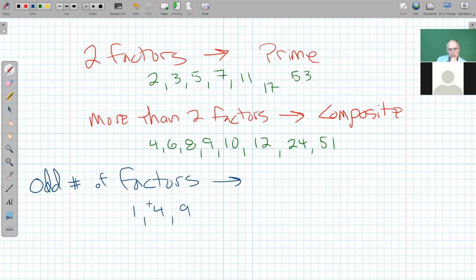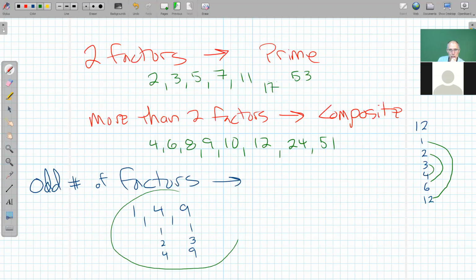So let's look back at some of those, right? 1, the only factor it has is 1. 4 had factors 1, 2, and 4. 9 had factors 1, 3, and 9. And other numbers, like when we looked at the factors of 12, 1, 2, 3, 4, 6, and 12, they made these pairs for the rectangles. So what's different over here than with these composites and primes? And I heard someone say it in another group.